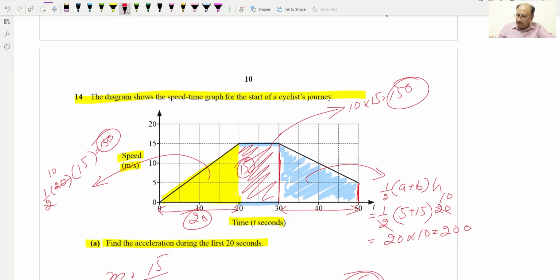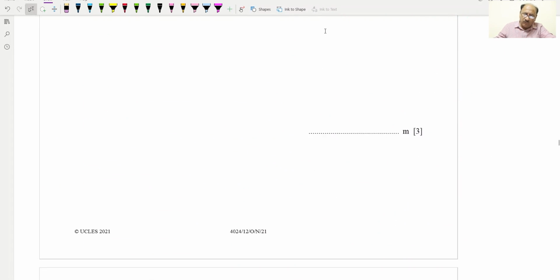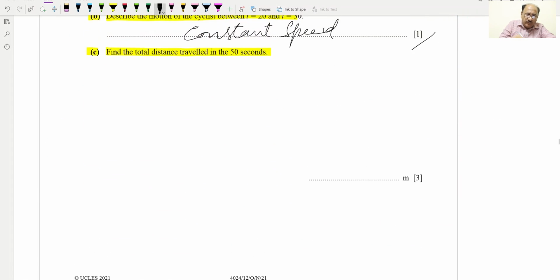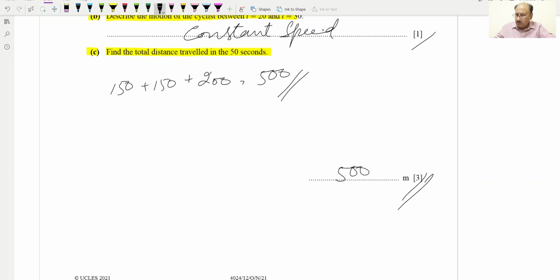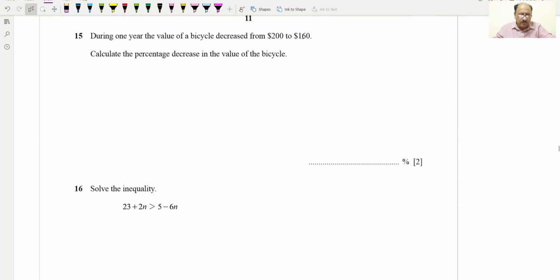And now we can add the three numbers. This will give us the area. So 150 plus 150 plus 200, and this will be 300 plus 200 will be 500. So we can write 500. Detail of how we reached these numbers I have provided above. So hopefully you understood. This was a 3-mark question which we are done with.